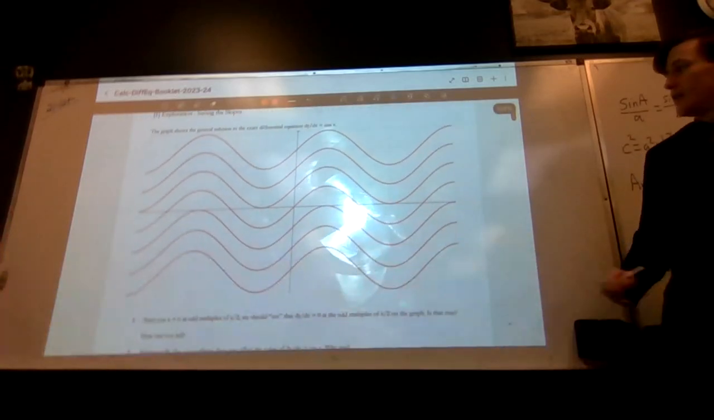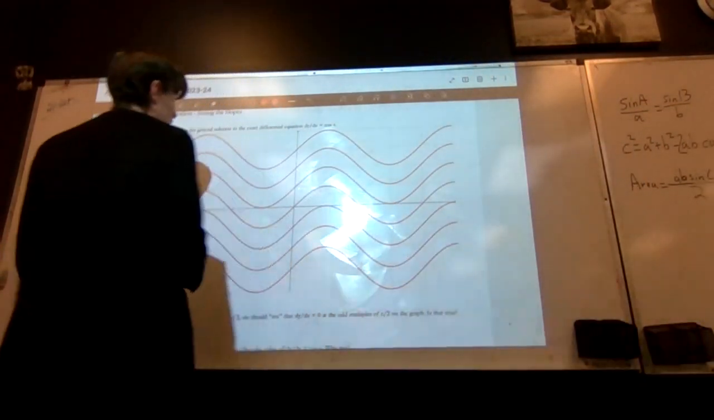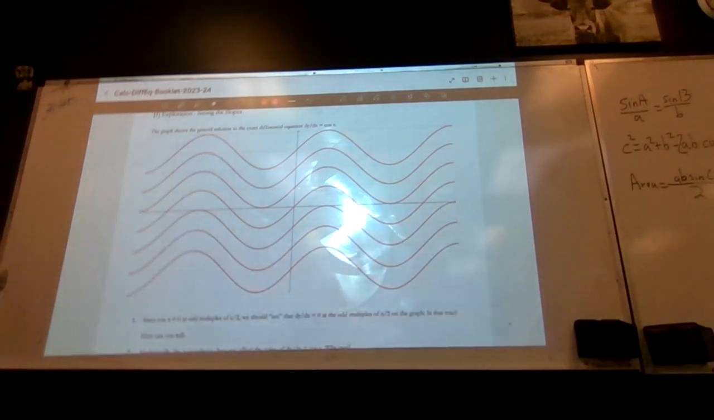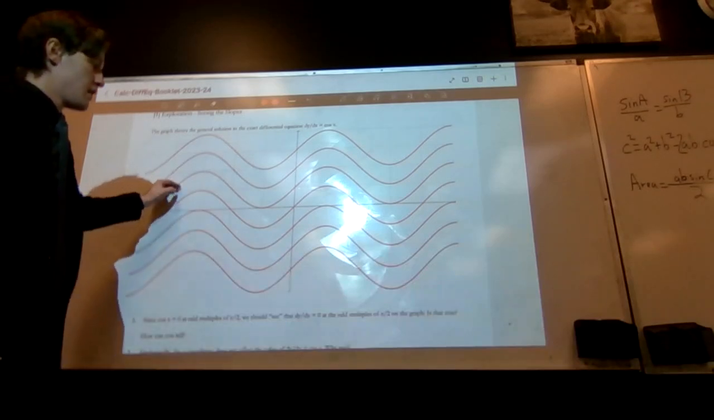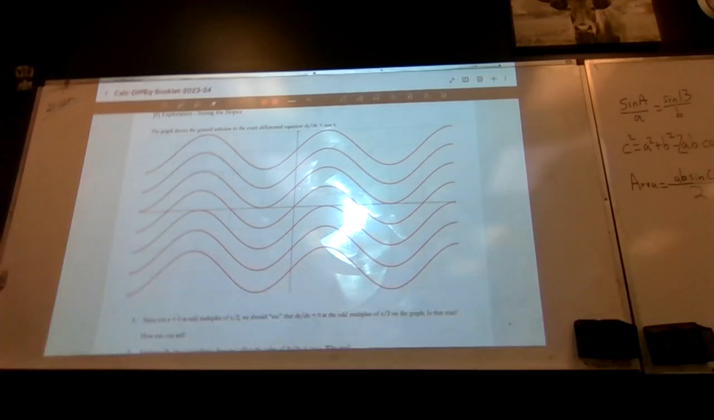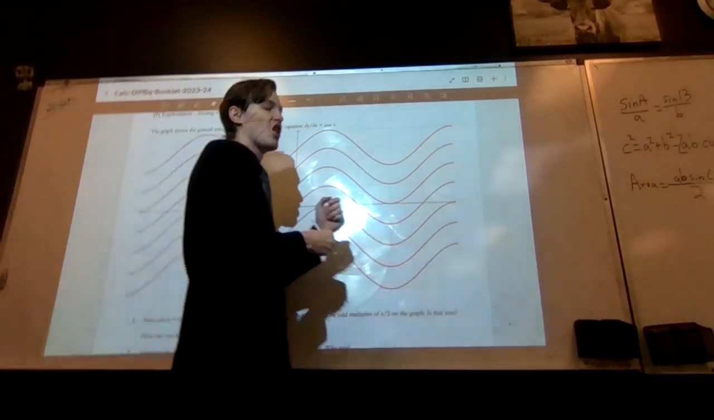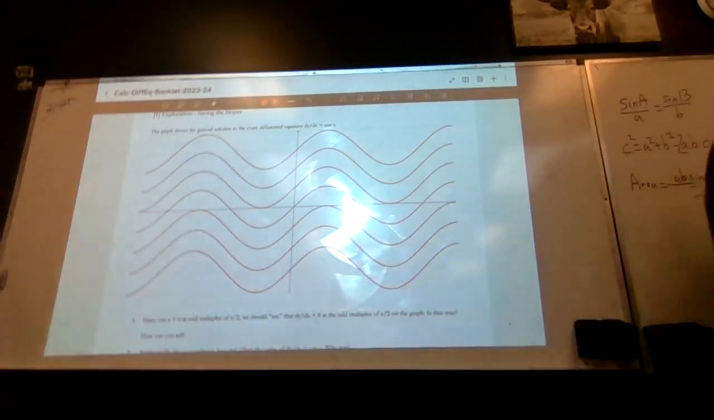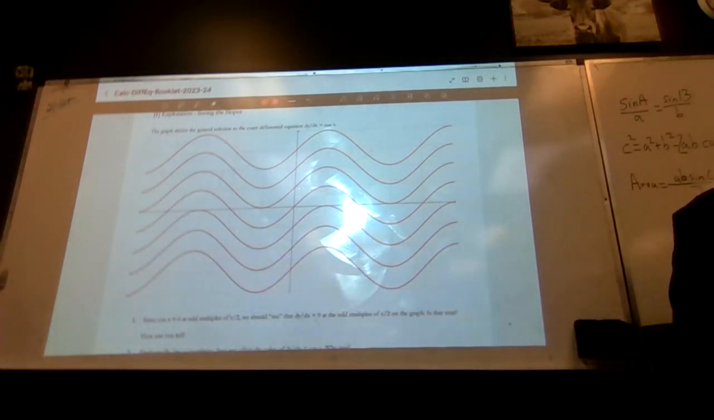Here we have a general solution of the differential equation dy over dx equals cosine of x. Okay? So, I want you to look here and see, does this look like a cosine x graph? No. What kind of graph does it look like? It looks like a bunch of sine graphs, because where do we start? Cosine always starts at 1. So really, the cosine graph is here, like this.